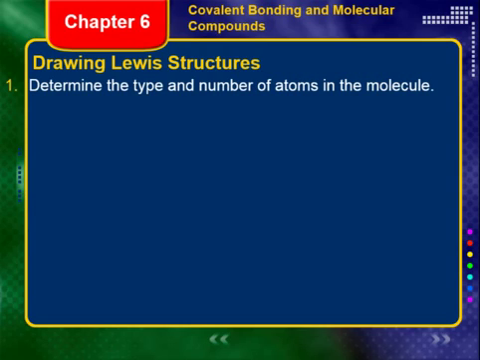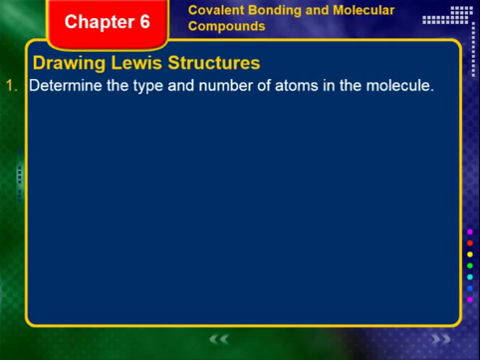Now, on this slide, I have the steps to follow in order of how to draw a Lewis structure. And you will definitely want to reference this throughout the rest of this section. First, determine the type and number of atoms in the molecule.